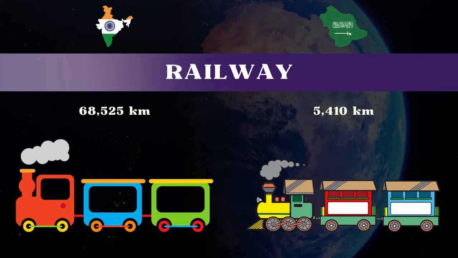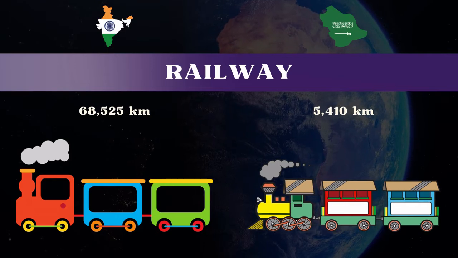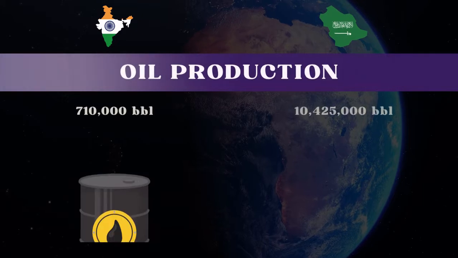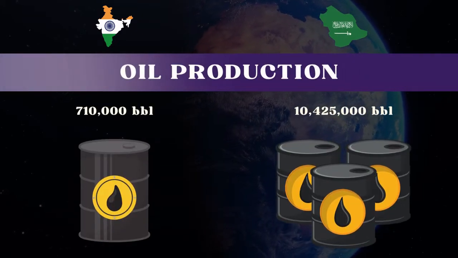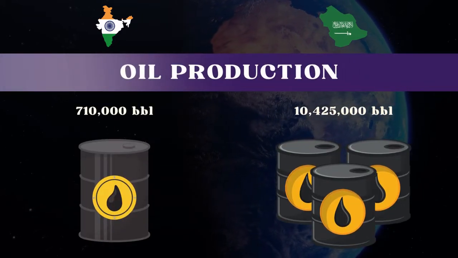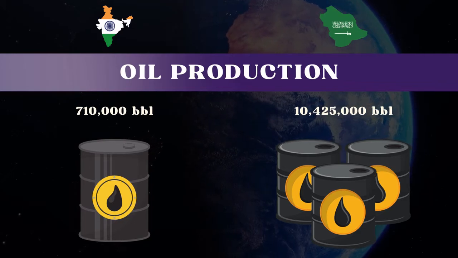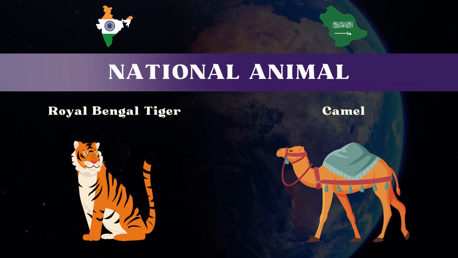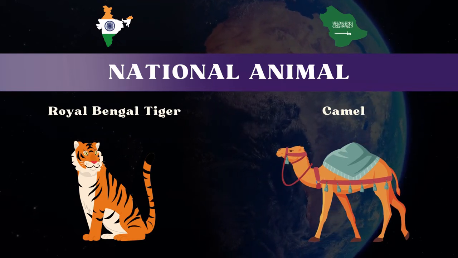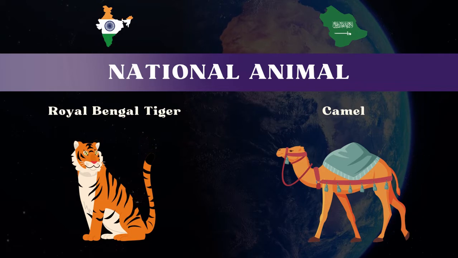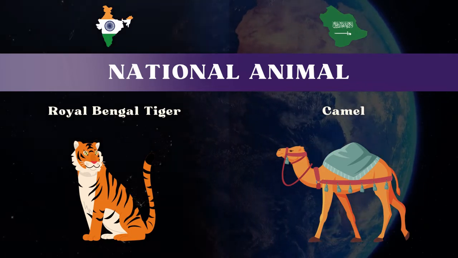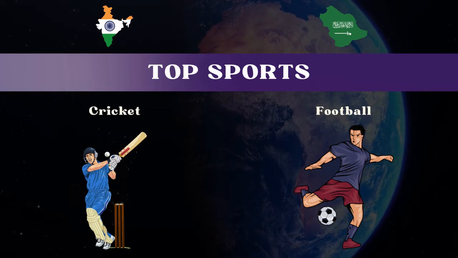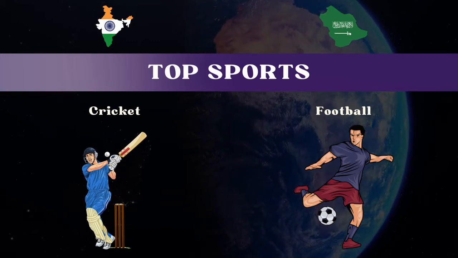India has 68,525 kilometers of railway and Saudi Arabia has 5,410 kilometers. Indian oil production is 710,000 barrels of petroleum liquids and Saudi Arabian oil production exceeds 10 million bbl. National animal of India is Royal Bengal tiger and camel is the national animal of Saudi Arabia. Cricket is the most popular sport of India and football in Saudi Arabia.